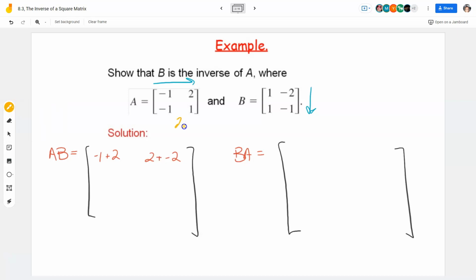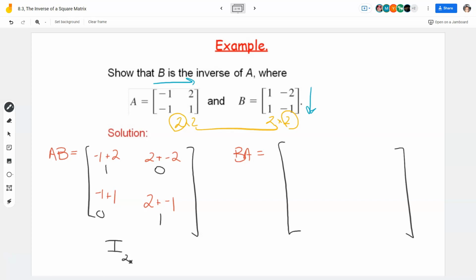Because these are a 2 by 2 and a 2 by 2, which is legal, and I should end in a 2 by 2, right? Okay, second row, first column: -1 plus 1, and then 2 minus 1. What do we end up getting? 1, 0, 0, 1. Hey, how'd that go? Easy. It's a two-dimensional identity matrix.